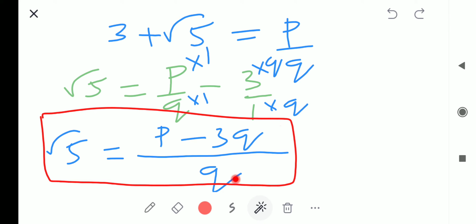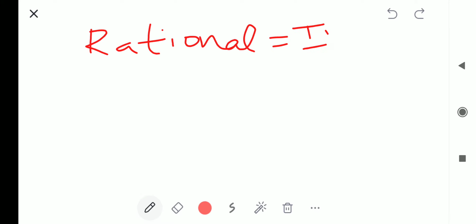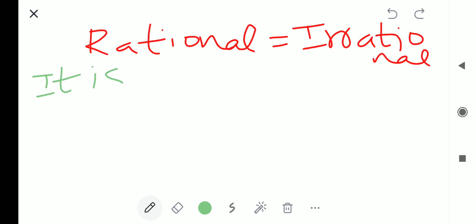So here the left hand side of the equation is irrational, and the right hand side is rational. That I am going to write in the next step: rational is equal to irrational. Is it possible, children? It is impossible, because a rational number never equals an irrational number.